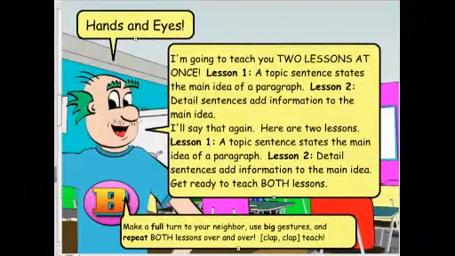All right, here we go. Now here's the tough lesson. Two lessons at once. Lesson one, a topic sentence states the main idea of a paragraph. Detailed sentences add information to the main idea. This is one of the rare times we do two lessons at once. We have to, because a topic sentence only makes sense in terms of detailed sentences. Detailed sentences only make sense in terms of topic sentences.